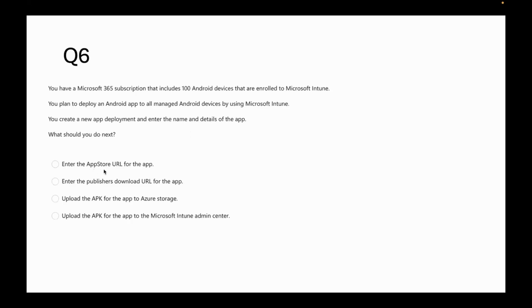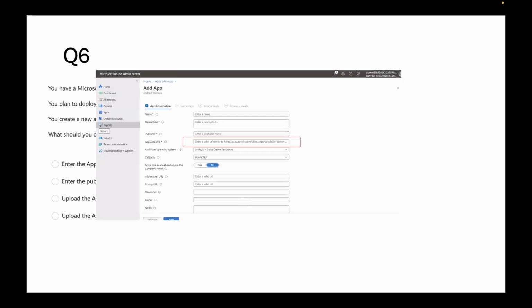The answer says enter the App Store URL for the app, enter the publisher's download URL for the app, upload the APK for the app to Azure storage, and upload the APK for the app to the Microsoft Intune Admin Center. Definitely, the last two don't make sense. So let's see the console.